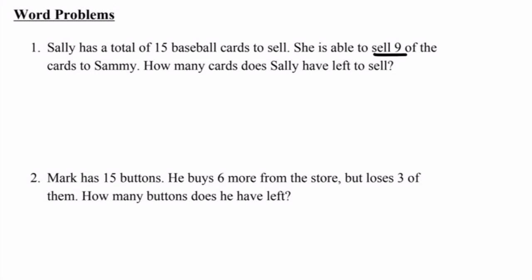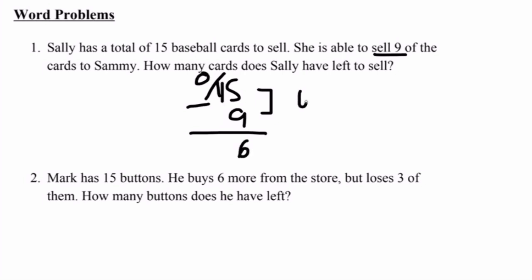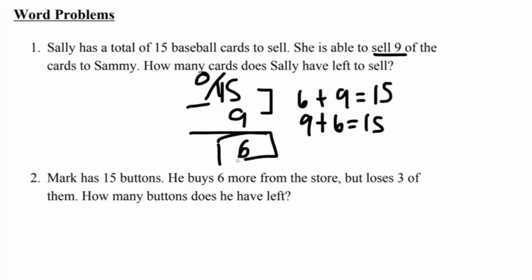Therefore, we need to subtract 15 minus 9 to find out how many cards she still has remaining. 15 minus 9. We're going to set up the equation vertically. We can't subtract 5 from 9, so we borrow from the tens. 15 minus 9 should equal 6 because 6 plus 9 also equals 15, and 9 plus 6 equals 15. Therefore, Sally has 6 cards remaining out of the 15 she had from the start.